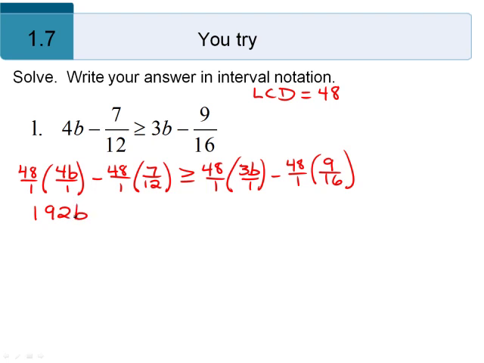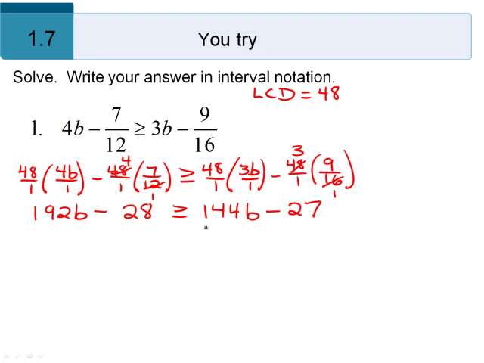So we have 192b minus, if we cancel by 12, that's going to leave 1 and 4. So 4 times 7 is 28. It's greater than or equal to 48 times 3 is 144, and that would be 144b minus 16 goes into both of these. 1 and 16 goes into 48 3 times, so that's going to be 27. Big numbers. Do not be afraid, grasshopper. You have a calculator. You may use it. Okay, so I know I need to work on my impressions.